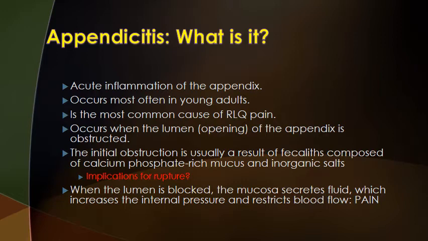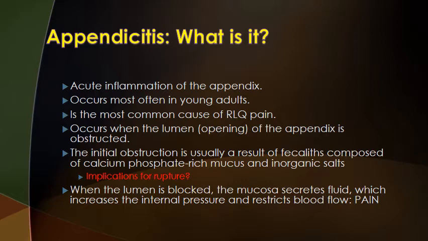So when you realize that it's fecal matter that causes it, what are the implications for the patient should this appendix rupture? Imagine all that fecal material in through the abdomen. You can see where the huge, severe concern is. When the lumen is blocked, the mucosa secretes a fluid which increases the internal pressure and restricts the blood flow, and that's what causes pain.